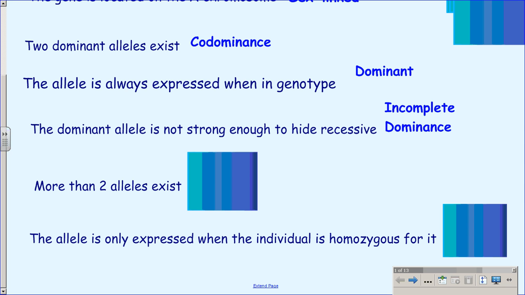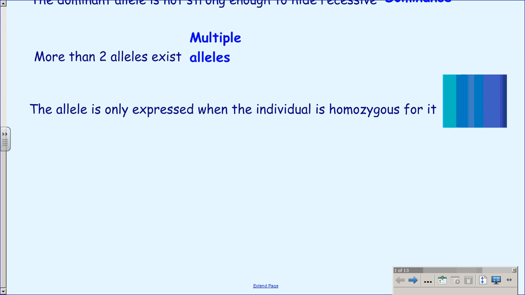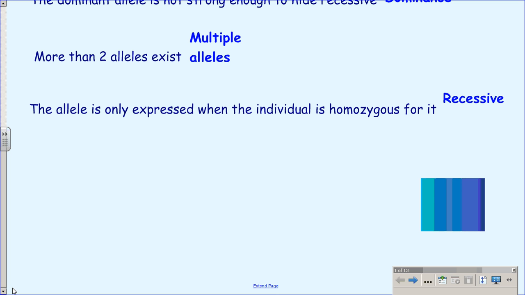Blood type. What were the alleles in blood type? A, I, B, and little I. Good. So more than two alleles. That's what I'm talking about. Multiple alleles is blood type. Okay, and then the alleles only expressed when the individual is homozygous for it. Recessive. You feeling good? Yeah.